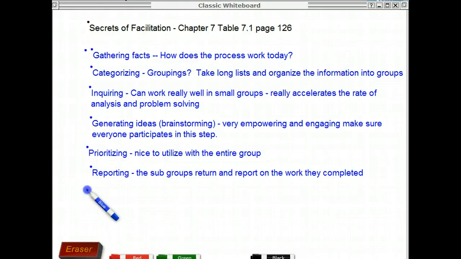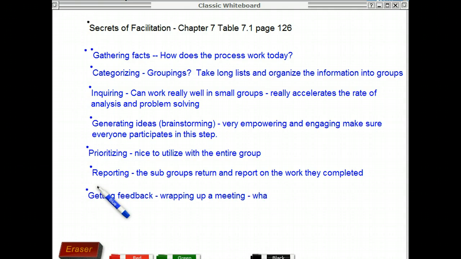Getting feedback. This is very much similar to the retrospective work that we did in week 3 of the class, where I led the class through a conversation where we talked about what was working really well and what were the things that we'd like to change. This is something, getting feedback, that we're asking of each individual session, and this is a great thing to do.